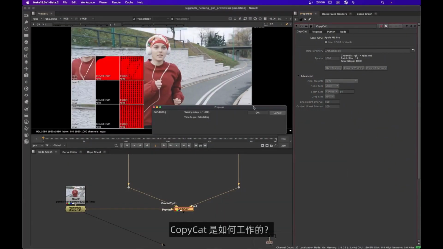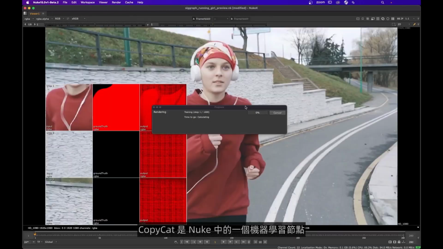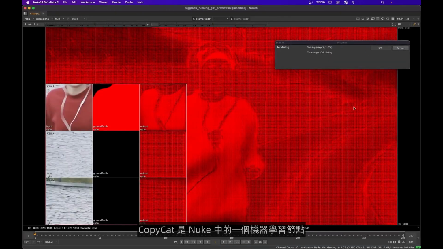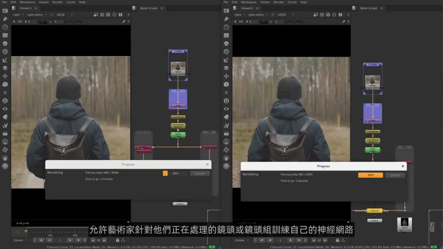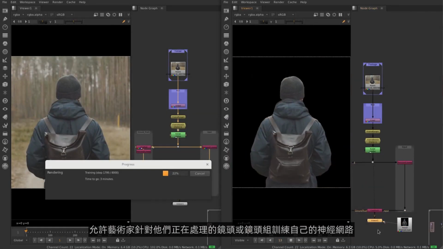And in this first video, we'll begin with a foundational understanding of how CopyCat operates and the magic behind its training process. So, how does CopyCat work? Well, CopyCat is a machine learning node in Nuke, which allows artists to train their own neural network specific to the shot or set of shots that they're working on.